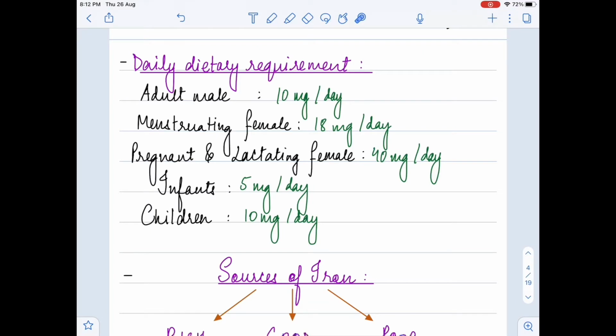While in menstruating female, due to blood loss, it amounts to about 18 milligrams per day requirement. In pregnant and lactating female, 40 milligrams per day is sufficient. In infants and children, the daily dietary requirement of iron amounts to 5 and 10 milligrams per day respectively.